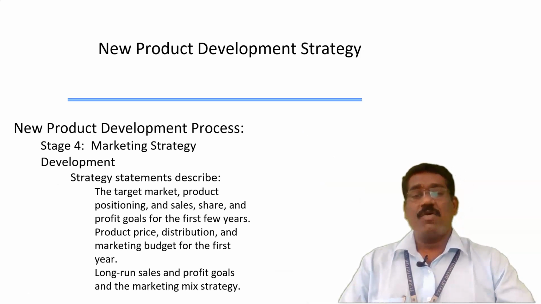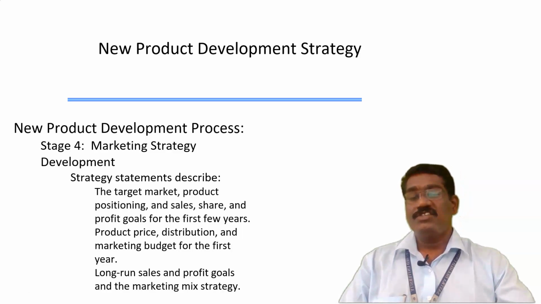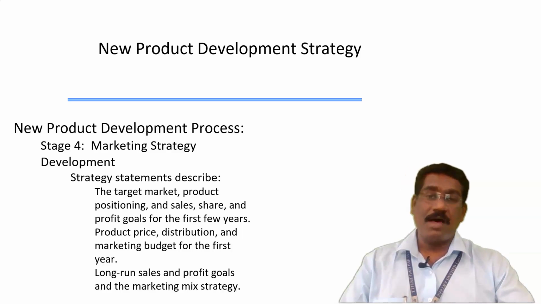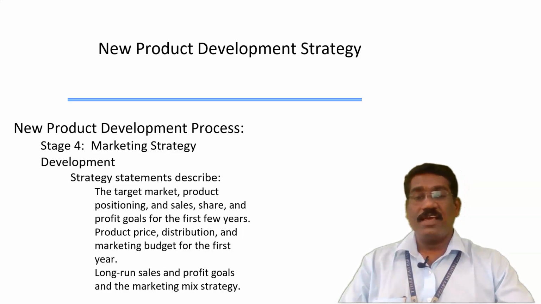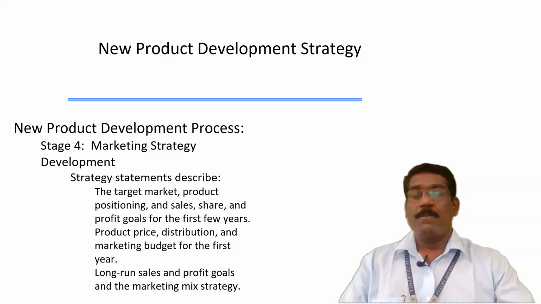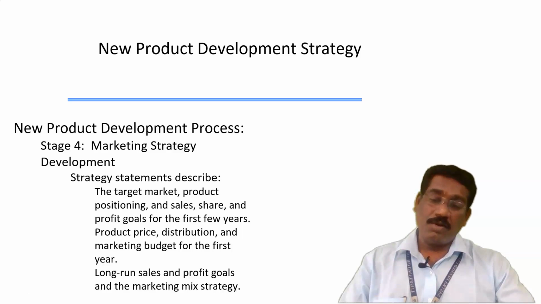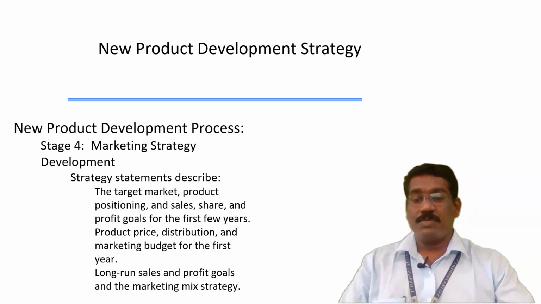In the next step we call it marketing strategy development. Let's talk about what marketing strategy development is. The strategy statement describes the target market, the product positioning, and sales, share, and profit goals for the first few years, product price, distribution, and marketing budget for the first year. The company also has to work on long-run sales and profit goals and the marketing mix strategy. So let us go into detail about what this marketing strategy is all about.